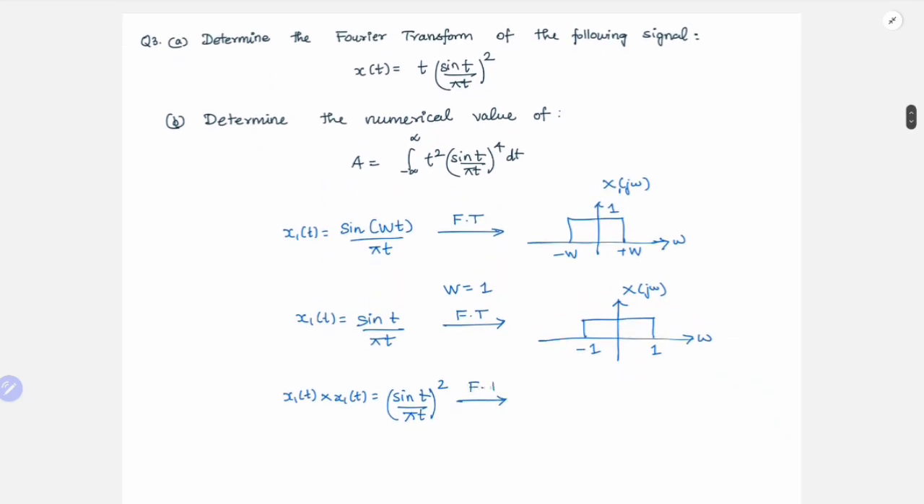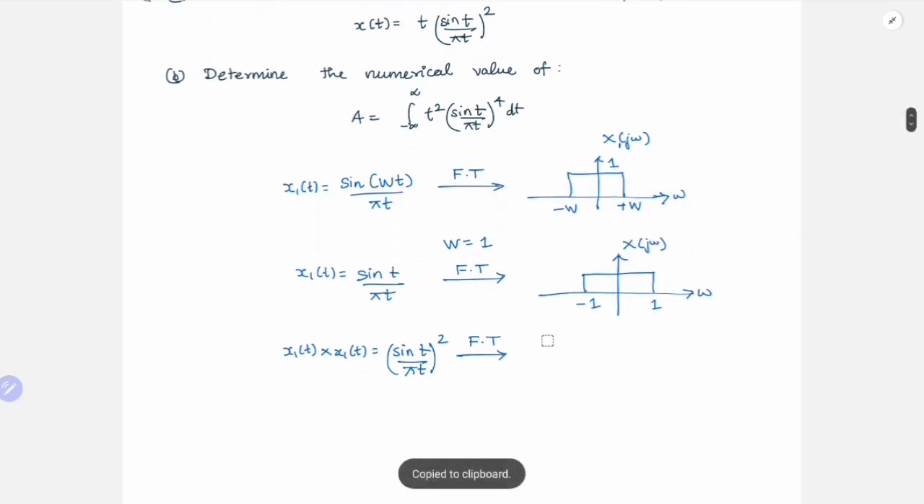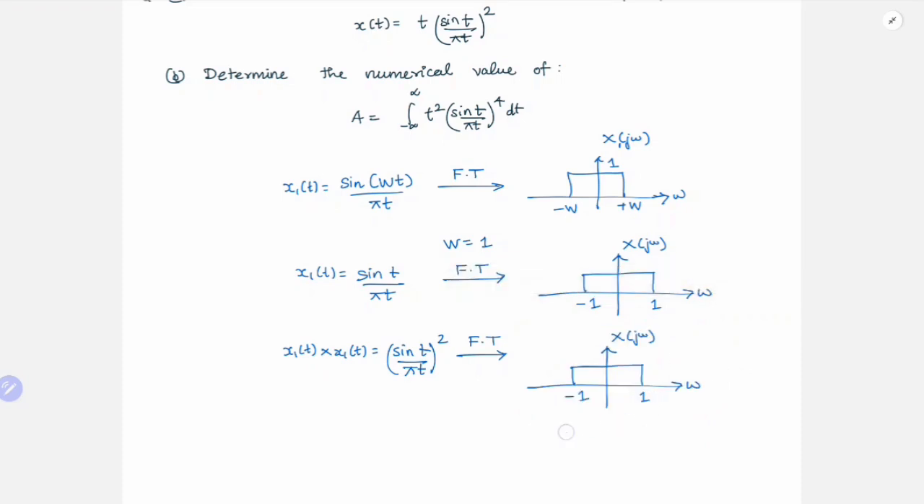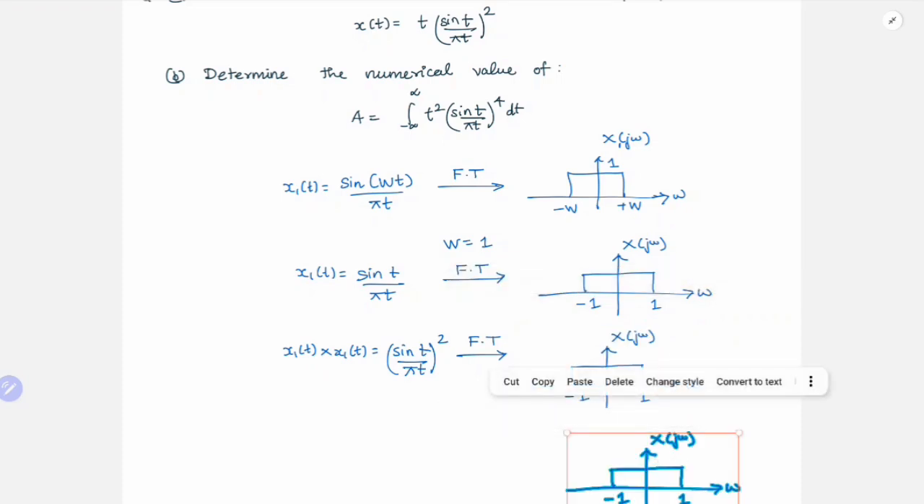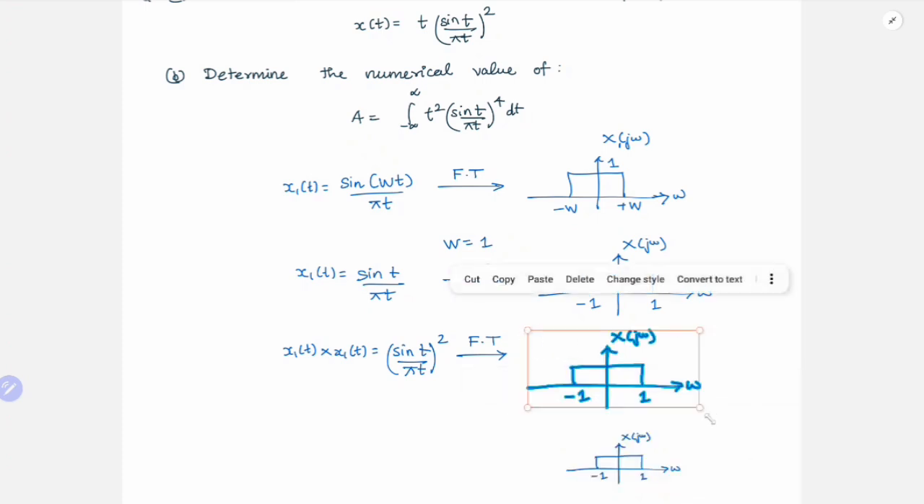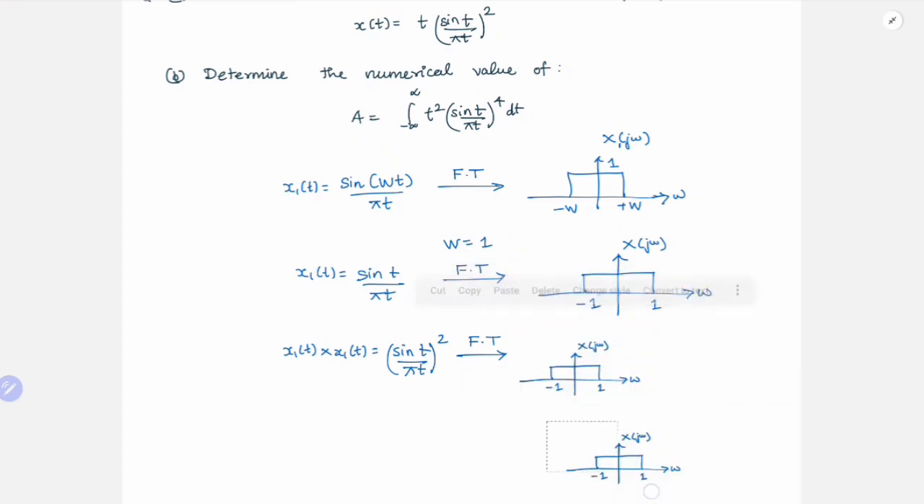So its Fourier transform will be nothing but this convolved with x1 of j omega convolved with x1 of j omega. And we'll have a factor of 1 by 2 pi. This we know from the multiplication property, right? Or the modulation property. So this is x1, let's say.